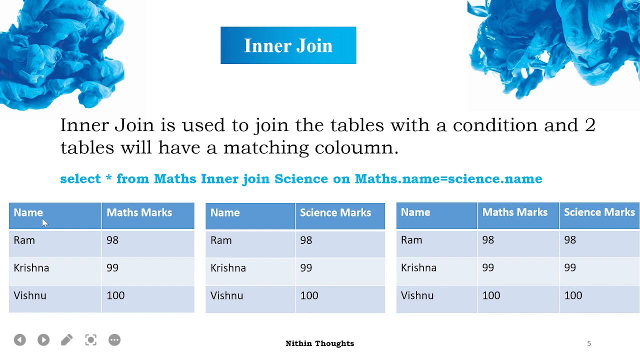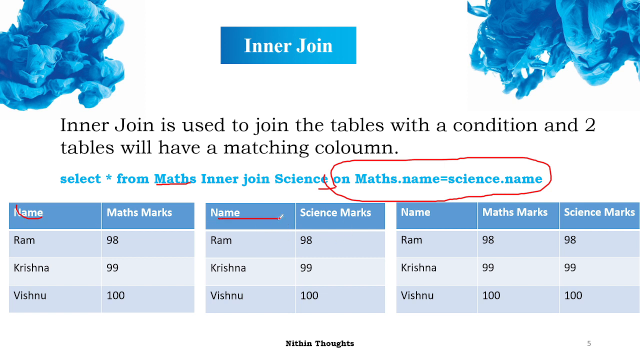Now if we take the inner join: select star from maths inner join science on maths dot name is equal to science dot name. What is this maths dot name and science dot name? Select and star, the asterisk, we have already discussed. From the maths table, inner join science table on. We have discussed that one of the columns will be common in the two tables, that is, the name column is common. So on maths dot name is equal to science dot name.